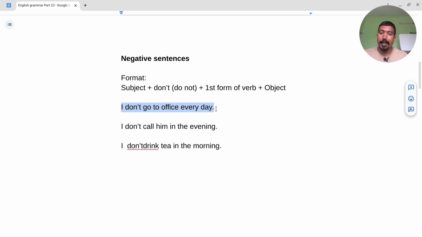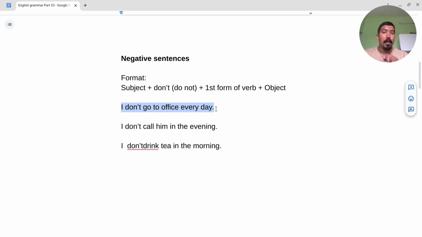If you tell someone that I don't go to office every day, maybe you have working days from Monday to Saturday, and if Sunday is a holiday, you can say, if somebody asks you, do you go to office every single day? Do you go to office every day of the week, just like Monday to Sunday? You can say, no, I don't. I don't go to office every day. I go to office Monday to Friday or Monday to Saturday, but I don't go to office on Sundays.